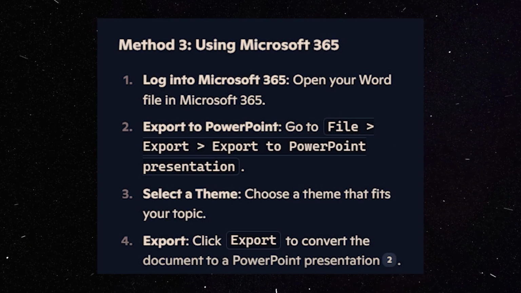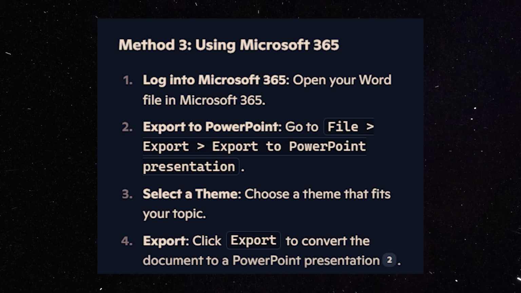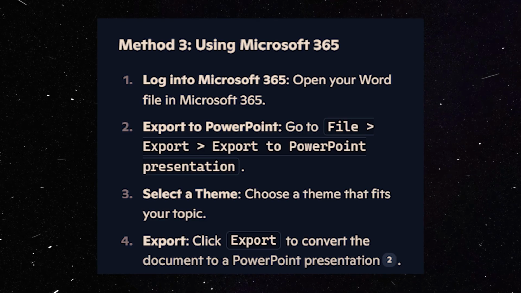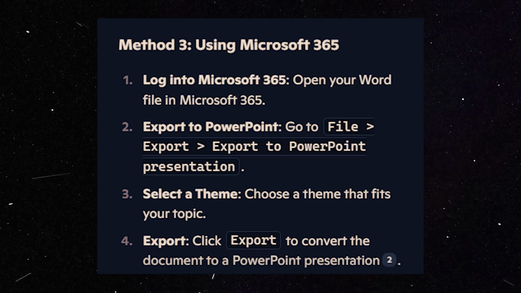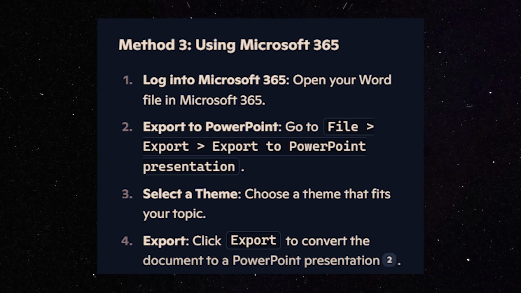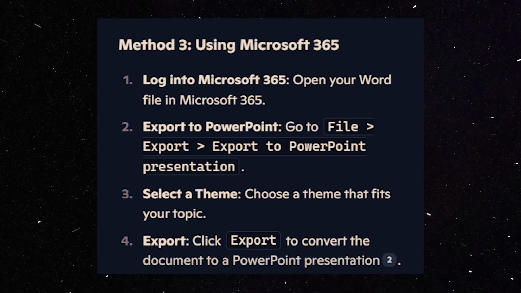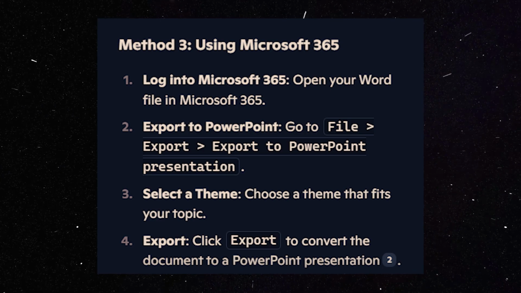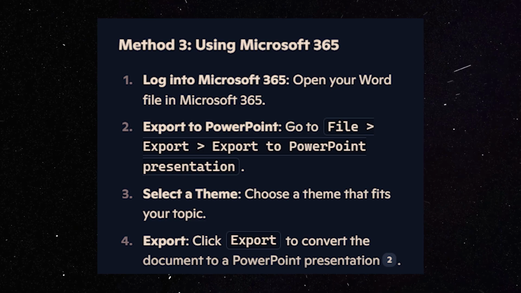Method 3. Using Microsoft 365. Open your Word file in Microsoft 365. Go to File, then Export to PowerPoint presentation. Choose a theme that fits your topic. Click Export to convert the document to a PowerPoint presentation.